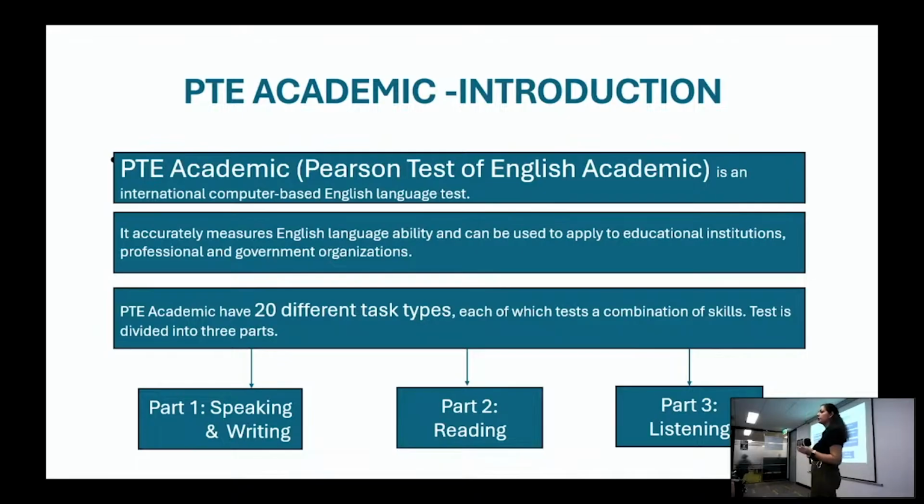Part 1 is your speaking and writing. Part 2 is your reading. Part 3 is your listening.